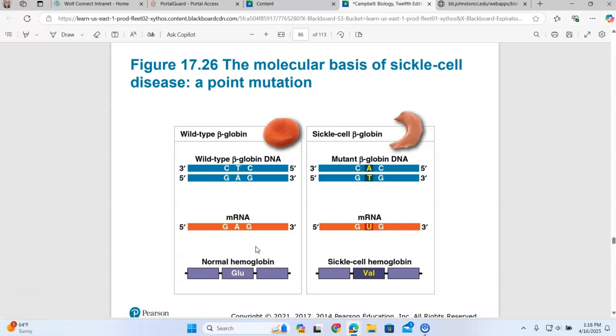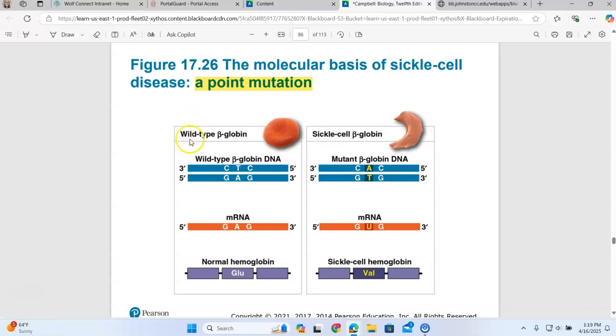All right, so one type of genetic disorder is sickle cell disease. It is a recessive trait, so both parents have to give their child the gene for sickle cell in order for their child to have sickle cell. Sickle cell is caused by a point mutation in one of the protein units that forms hemoglobin on the red blood cells.